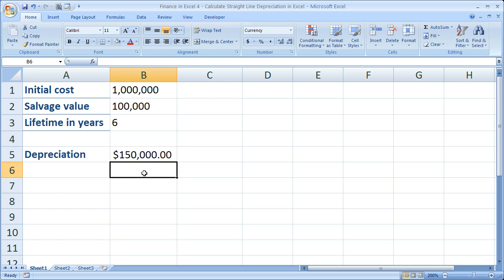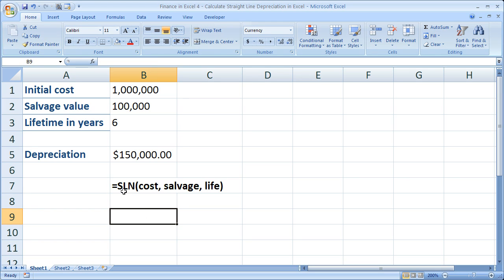Now that was the very quick way to explain it, and if that's all you wanted, you don't have to watch anymore. But now I'm going to talk a little bit more about this and paste the SLN formula or function right here. So this is the formula for SLN, in case I went too quick for you, equals SLN, cost, comma, salvage, comma, life. Only 3 arguments. Now obviously calculating depreciation is the easy part, right?